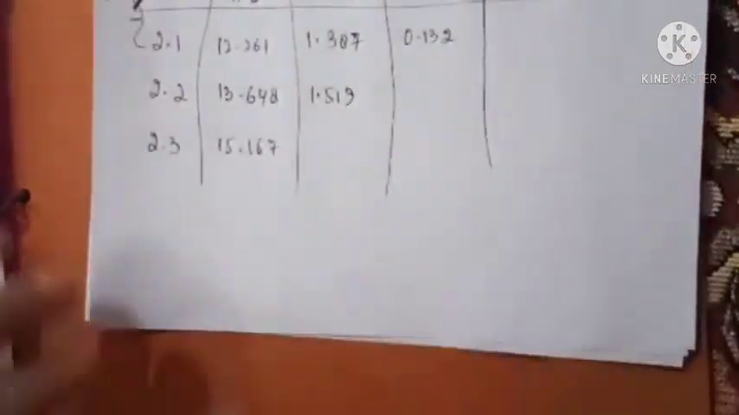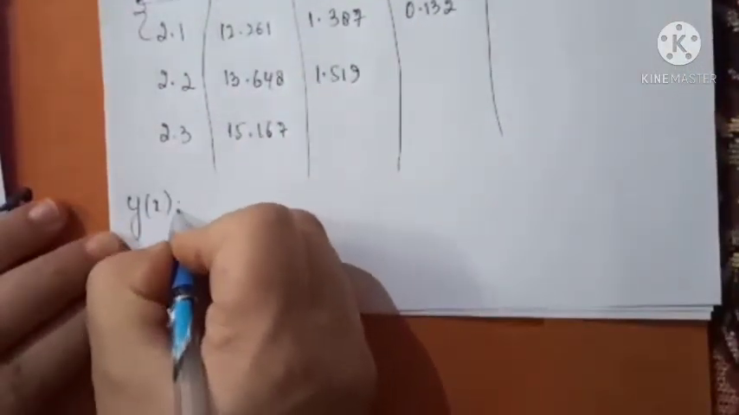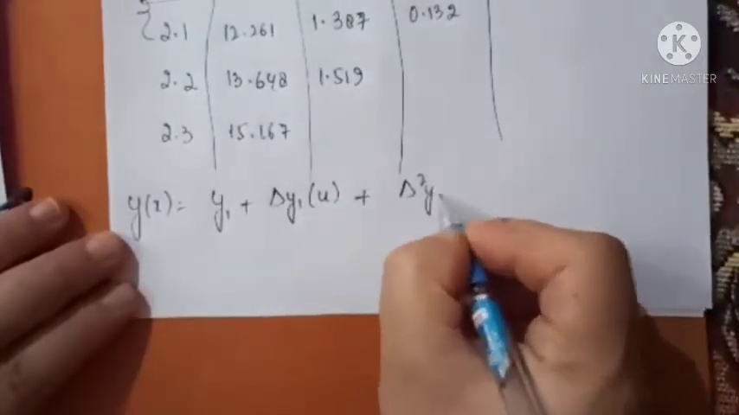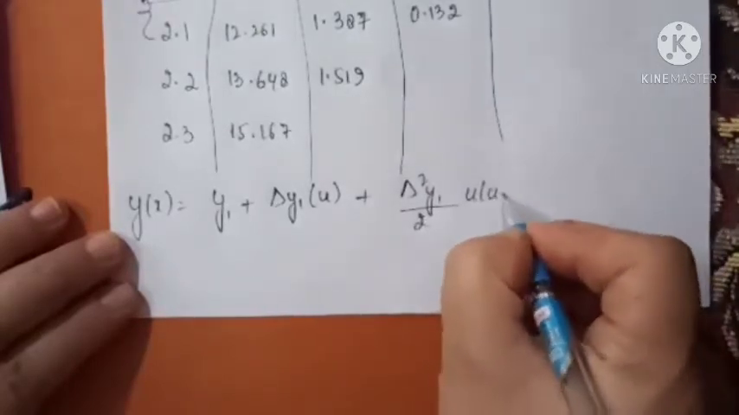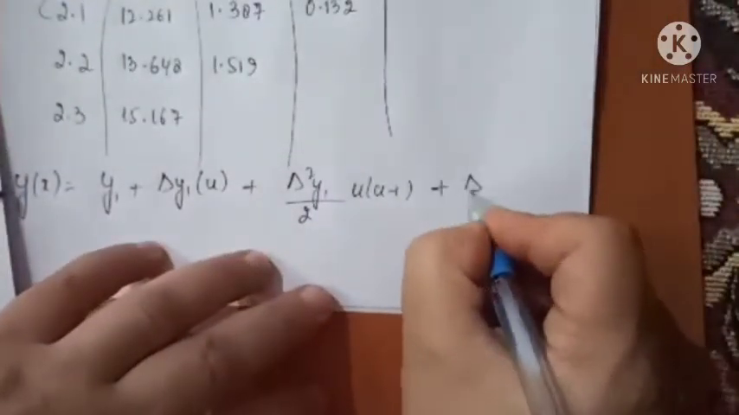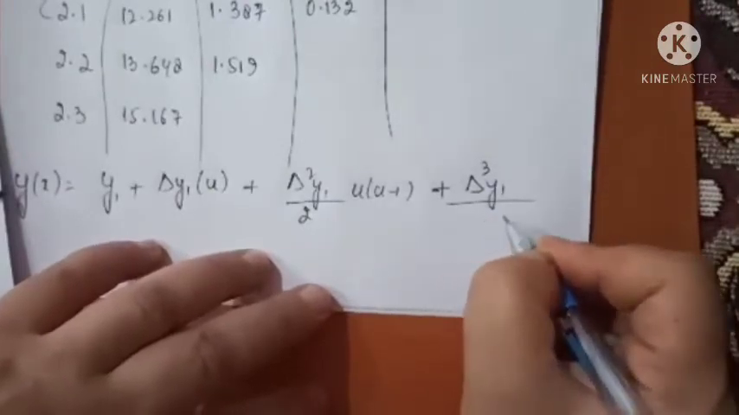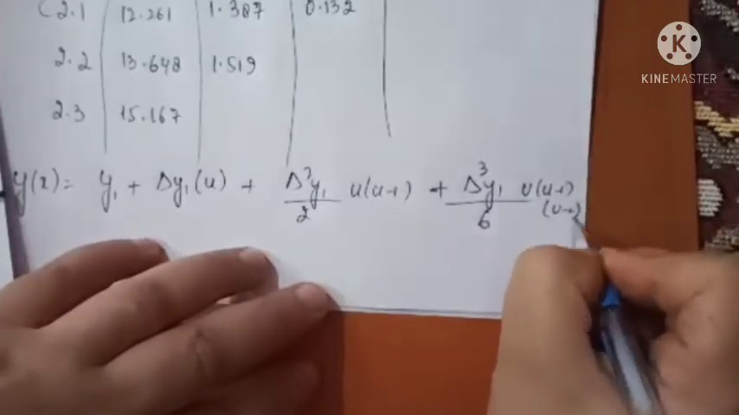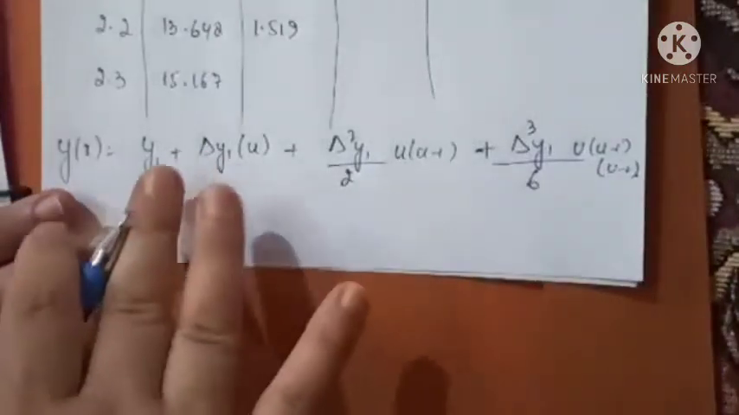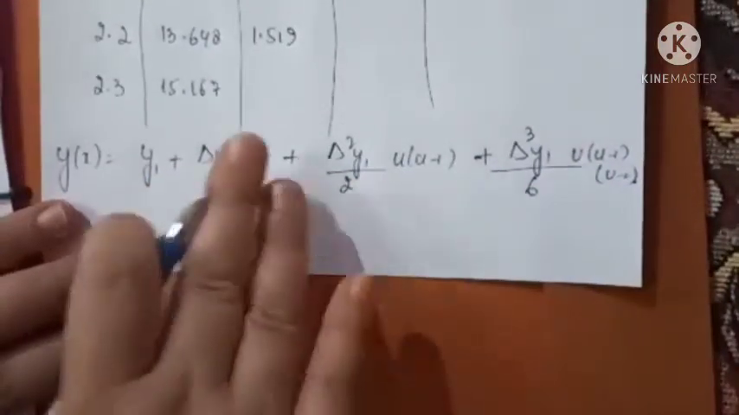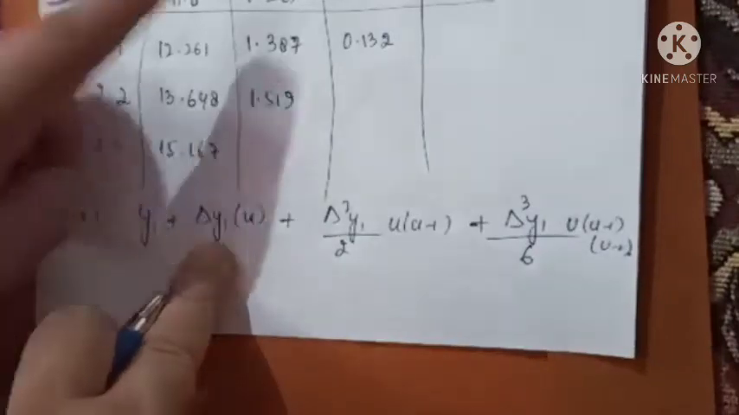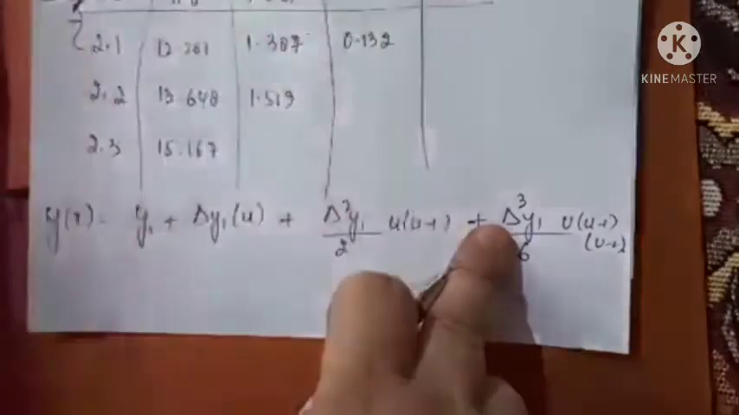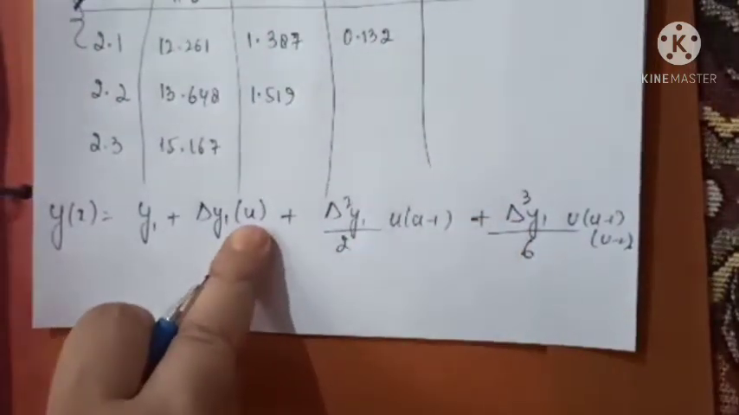So the formula will be like this: y of x will be equal to y1 plus delta y1 times u plus delta square y1 divided by 2 factorial, u into u minus 1, plus delta cube y1 divided by 3 factorial, that is basically 6, u into u minus 1 and u minus 2. Now in order to substitute all the values, we know each and every value. We know the value of y1, we know the value of delta y1, we know the value of delta square y1, we know the value of delta cube y1. What we don't know is our u.